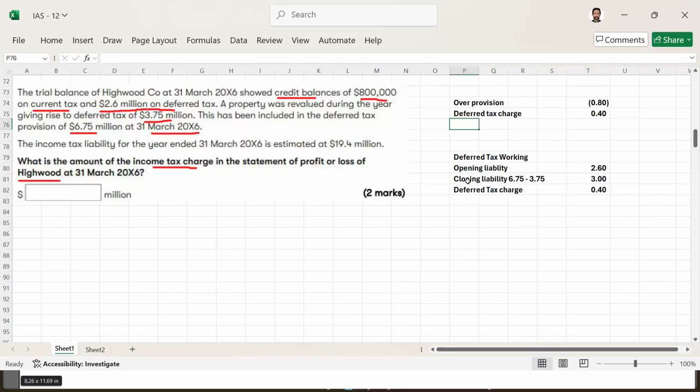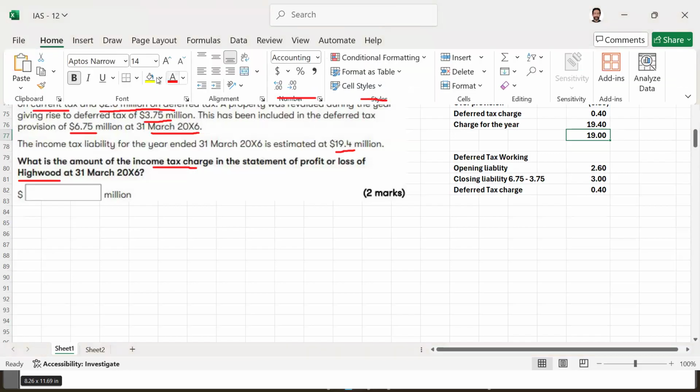And finally, we have the easier part, which is the income tax liability for the year ended 31st of March 2026 is estimated to be 19.4 million. So let's add it here. The charge for the year. This is straightforward, no workings needed here. So we're just going to add 19.4 million. And when we take the sum of these figures, we will have the final answer. So that is 19 million. Okay, that is the final answer. That is the charge to the profit or loss.